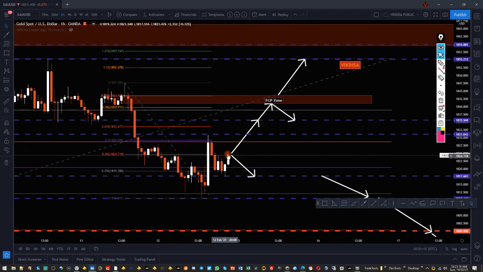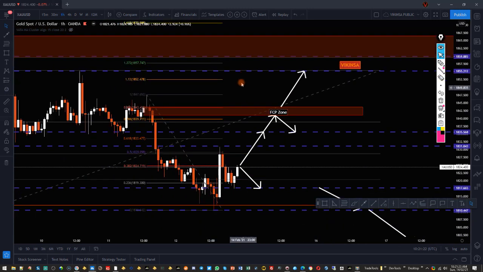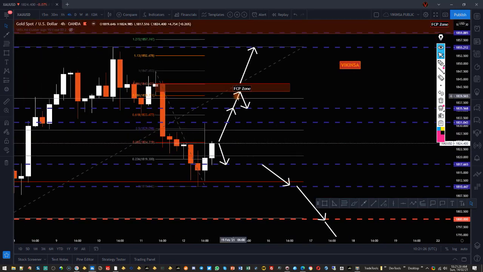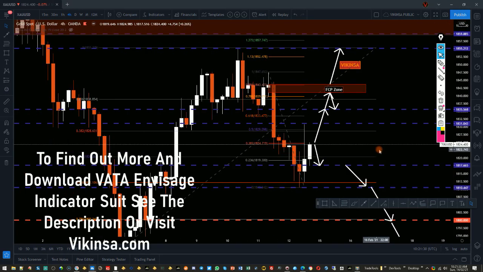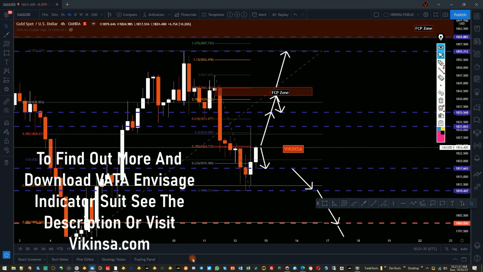On bullish side of things, if it starts to go up, then we have 1831, 1835, then FCP zone, and after that we have 1855, and then we have this FCP zone around 1860 or so. So that's what we have on 1 hour. If we go and look at 4 hour time frame, this is how it is looking. Around this FCP zone, I'm expecting a pullback, so be careful with that. So this is what we have on gold here, and let's look at it on Vata and Visage as well.